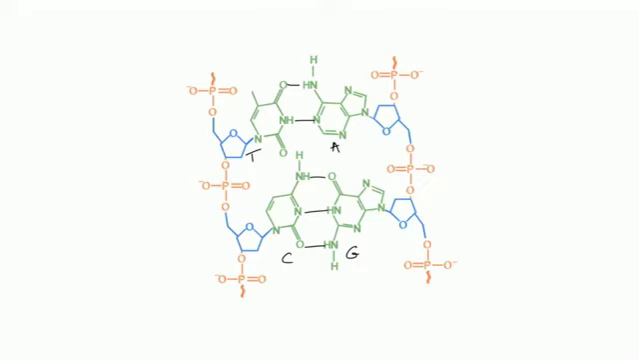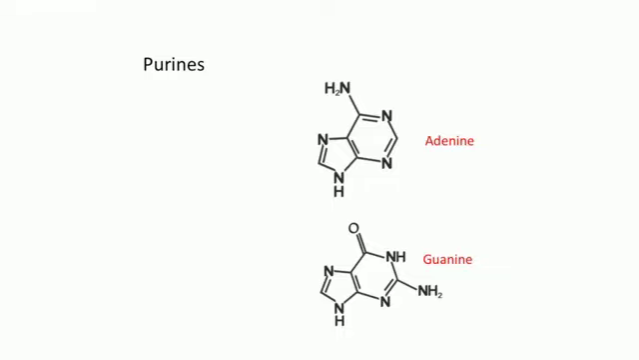We're going to talk about the synthesis of purines and pyrimidines in just a second, but first let's just briefly mention where the different ingredients come from. To make purines, again there's adenine and guanine, you need the amino acids glycine, glutamine, and aspartate.